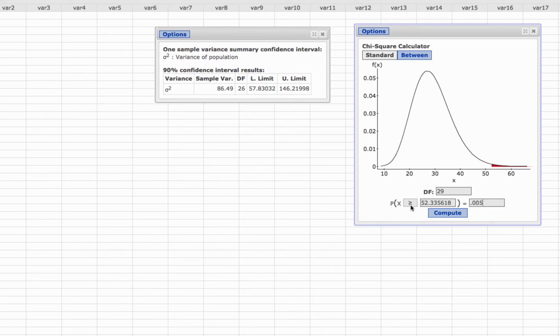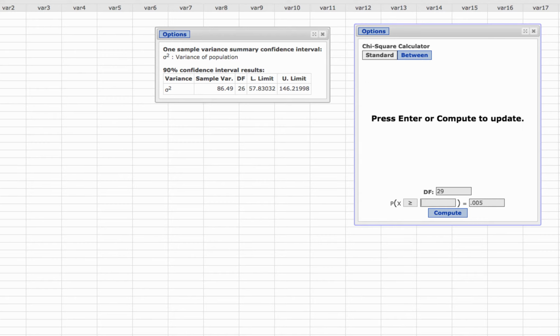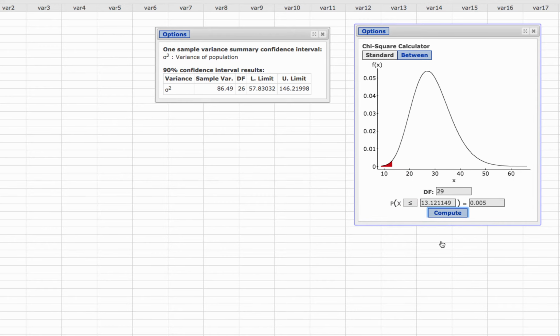The one on the left, delete that out, flip it back, 13.121. And now we want a confidence interval for what? Standard deviation. Okay. So I could use StatCrunch for this, and I'm going to do that. But remember, StatCrunch only works with variances. So the numbers I'm going to get from StatCrunch are for variances, sigma squared.